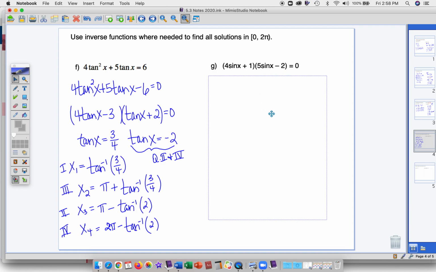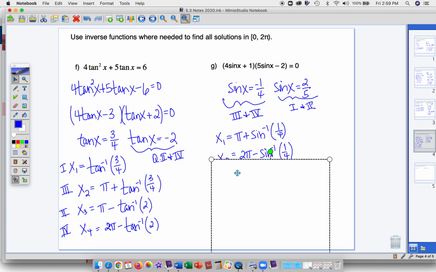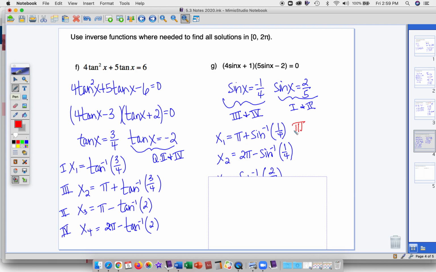Okay, same instruction for this one. So we have the sine of x equaling negative 1/4 and the sine of x equaling 2/5. So again, we're going to have solutions from every quadrant. So working with this one first, I've got quadrants 3 and 4. So when I take pi and I add the sine inverse of 1/4, that's giving me the quadrant 3 solution. I'll put that off to the side here.